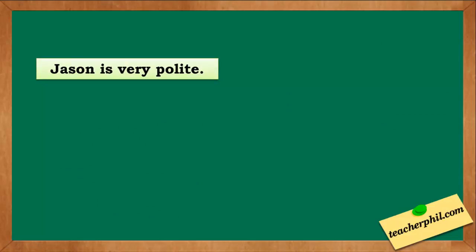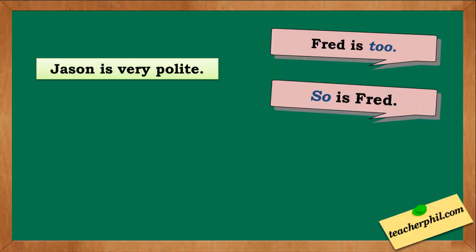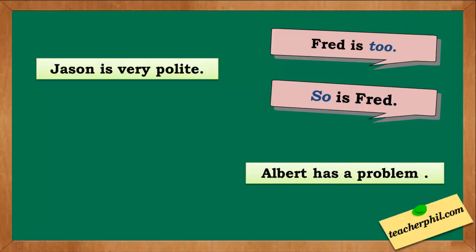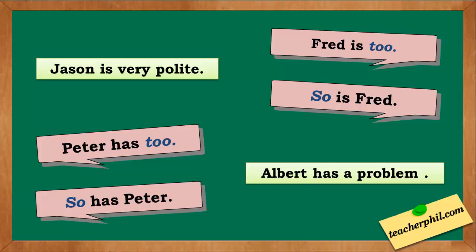Jason is very polite. Fred is too. Or, so is Fred. Albert has a problem. Peter has too. Or, so has Peter.